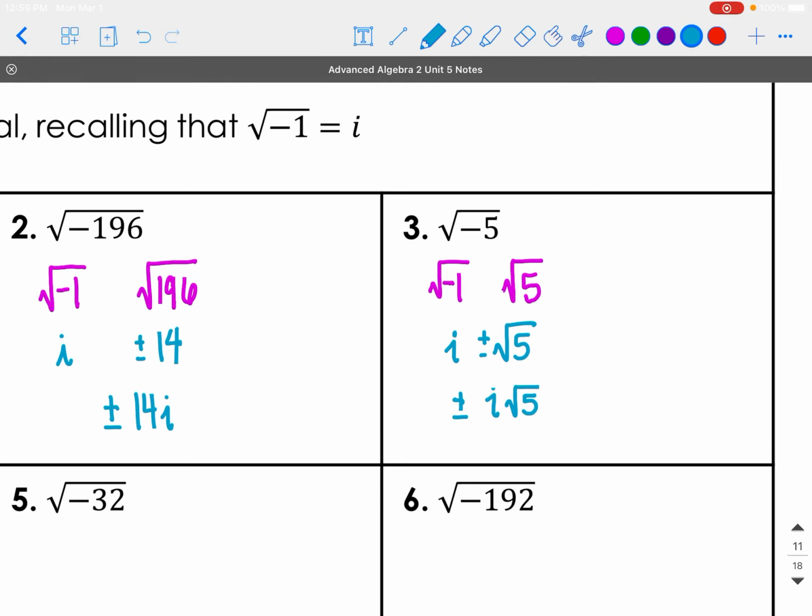The reason we don't put the i last is that a lot of you would write that, and it looks like the i is under the square root. So the square root needs to be the very last thing that you write down.